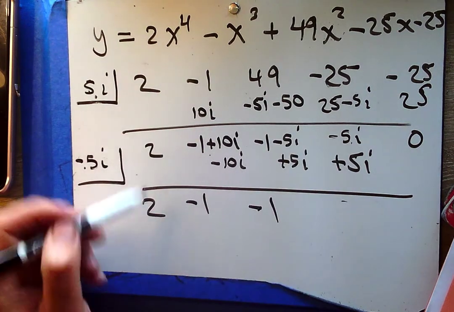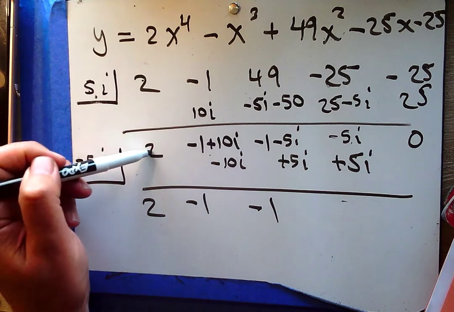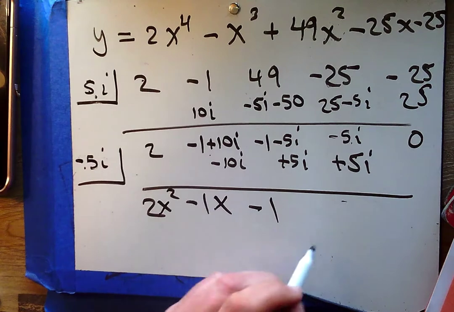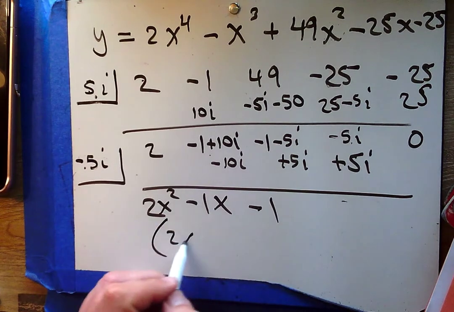But look where we are now. We were at 4th degree, we went to third degree, and now this is second degree. This is 2x squared minus 1x minus 1, and we should be able to factor that.